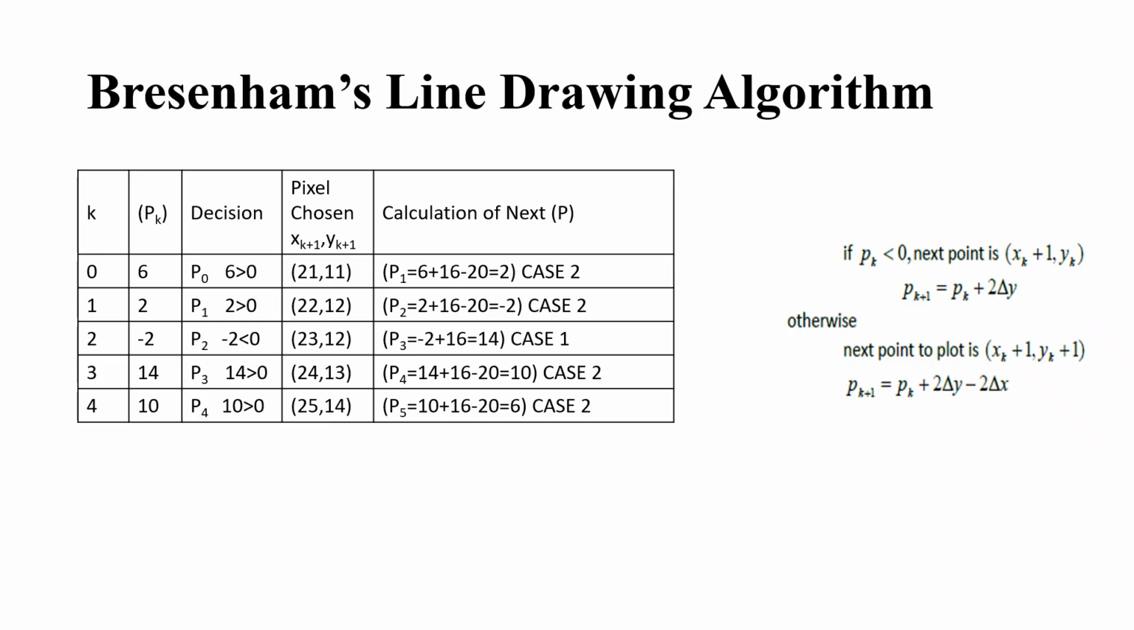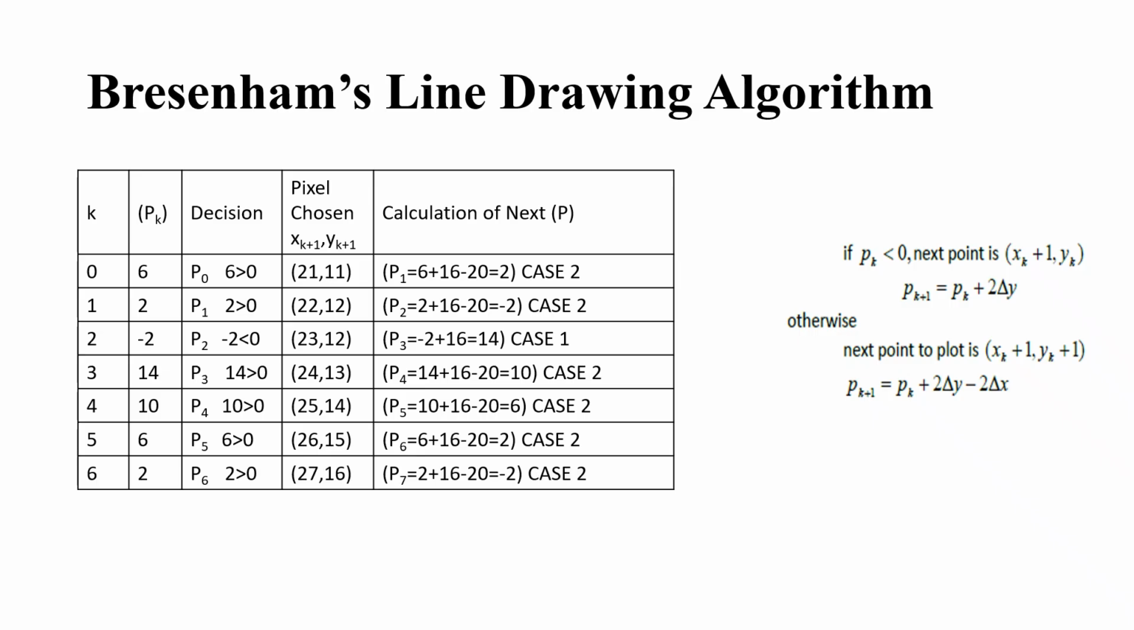Since 6 is greater than 0, it is under case 2. Again, x is incremented by 1, y is incremented by 1. The new value of pk, not 2, it is minus 2? No, 6 plus 16, that is 22 minus 20, which is 2. So positive only. Since it is positive, it falls under case 2. So x is incremented by 1, y is incremented by 1. Then again, I'm finding the new pk value by using this formula.